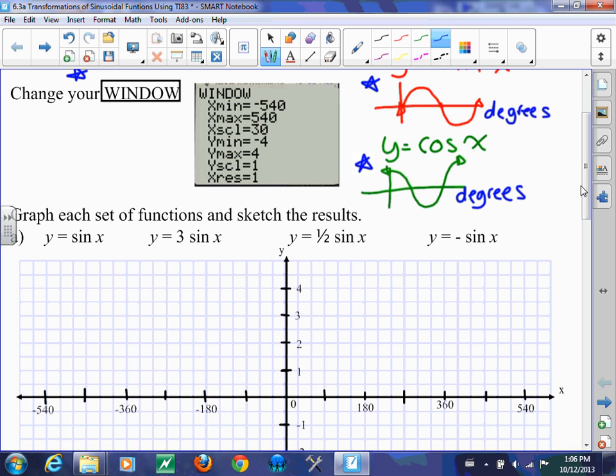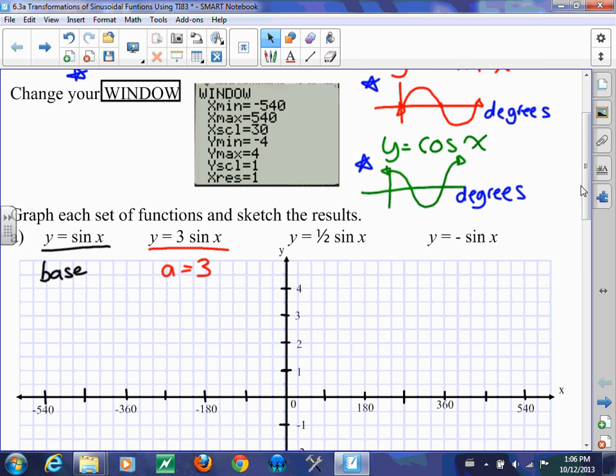Let's get started. For the first set, it says graph each set of functions and sketch the results. What we're noticing is the trend from the first one. This is our base function, or one of our base functions. When we look at our second one, we notice that there's a letter out in front. Hopefully you remember the letter out in front represents A. So this tells us that A equals 3. If we back up to our base function, A equals 1.